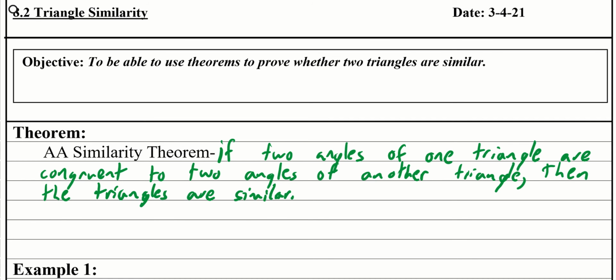So remember, we're not talking about congruence anymore, we're just talking about similarity. So in other words, same shape but different size. And specifically in this one, it's saying that if I just see two angles that are congruent, then I can say that those shapes at least have to be similar.